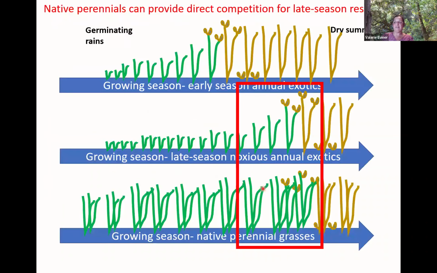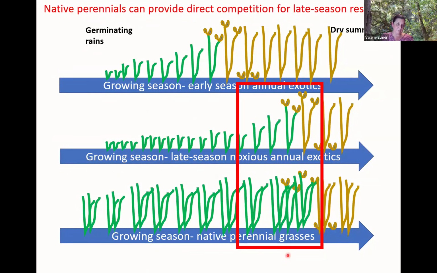And a lot of this is, when we look at this just as a cartoon of when these different species are active, these late season noxious weeds really don't get active until pretty late in the season, after the bromes and the wild oats have already senesced for the season. But our perennial grasses can be there and provide direct competition and push those out.